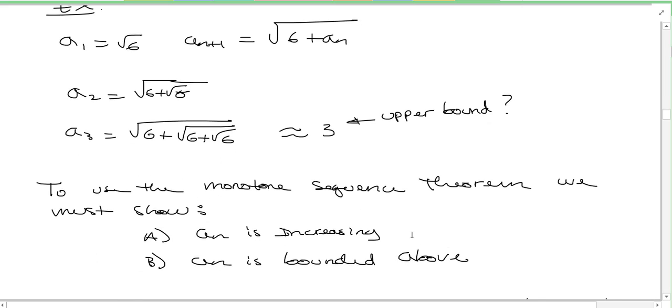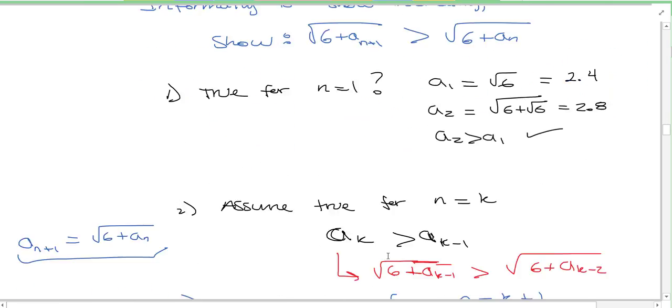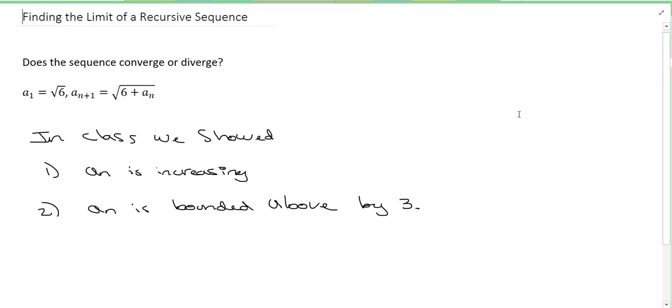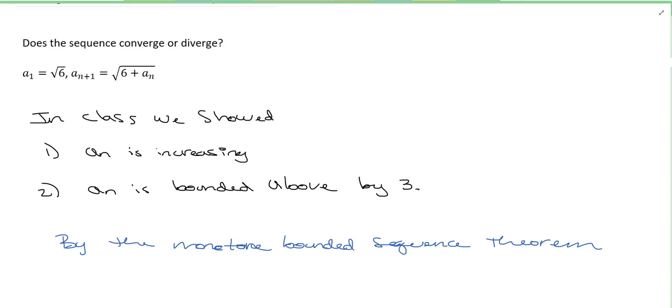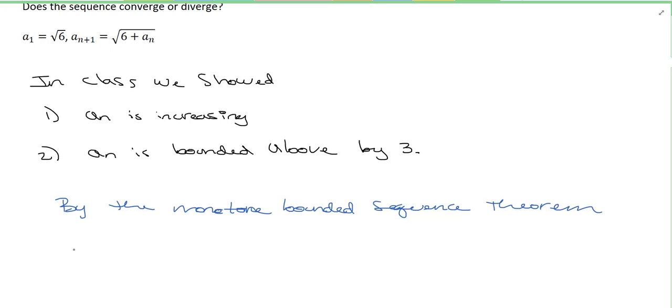And so we showed how it was increasing, and we showed also how it was bounded. So we show that it is increasing and bounded. So now, how do we find the limit? From here, let me just write, by the monotone bounded sequence theorem, our sequence converges.